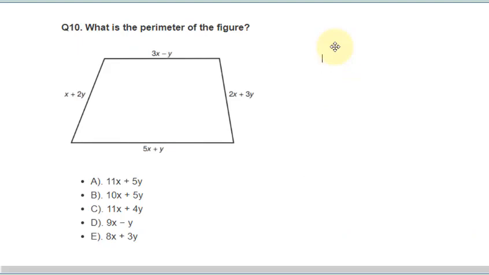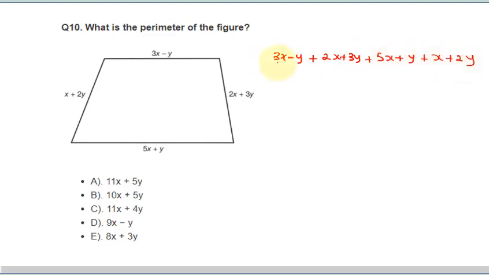Question 10 says, what is the perimeter of the figure? So now, in order to get the perimeter, we're going to sum up all the sides. So this is going to be 3x minus y plus 2x plus 3y plus 5x plus y plus x plus 2y.